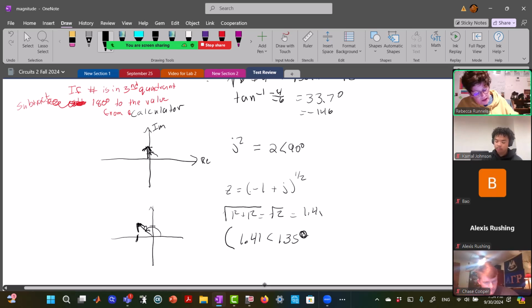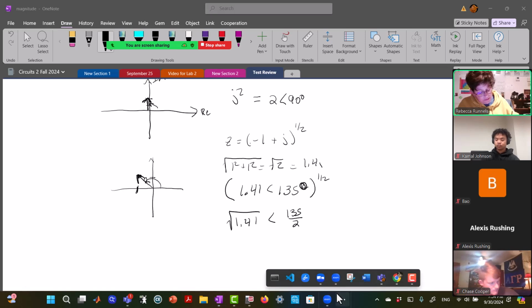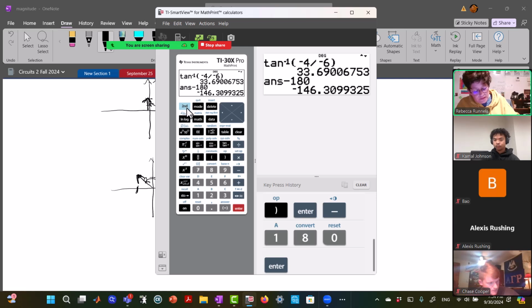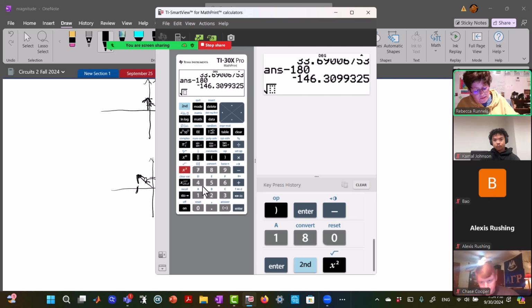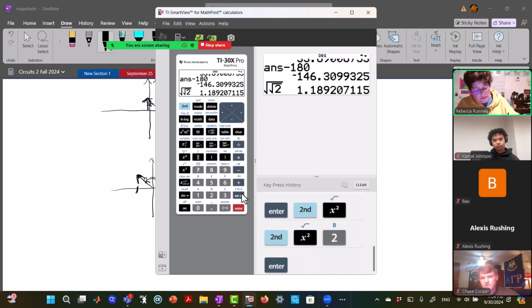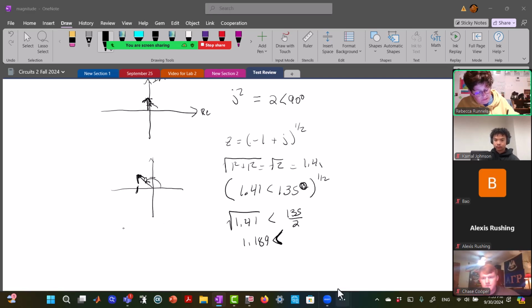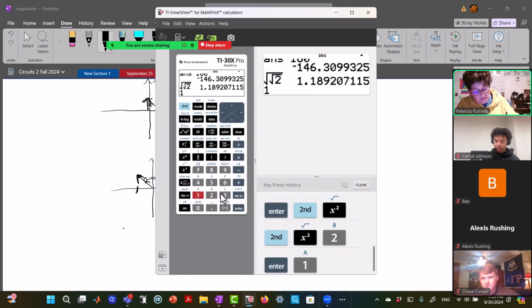Now I need to take the square root of that. And to take the square root of something that is in polar form, I'm going to take the square root of the magnitude part, and I'll divide the angle by 2. So this will be 1.189 angle 67.5.